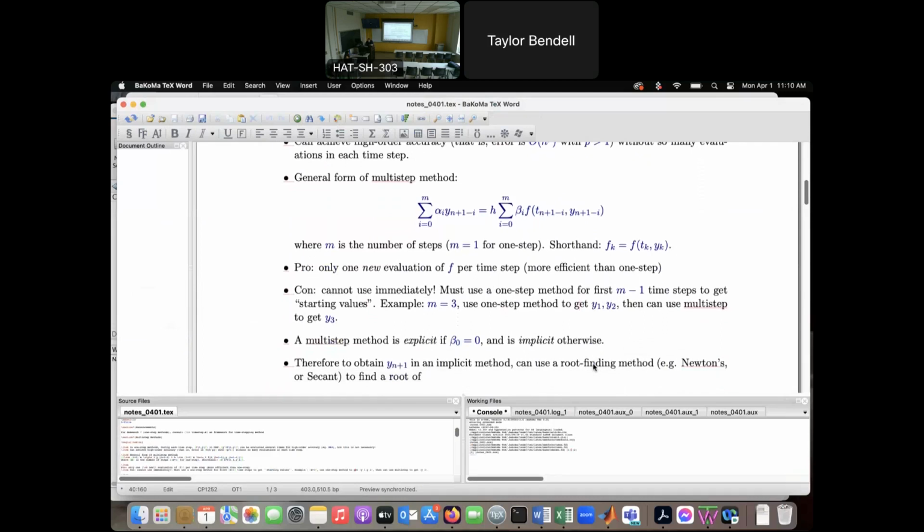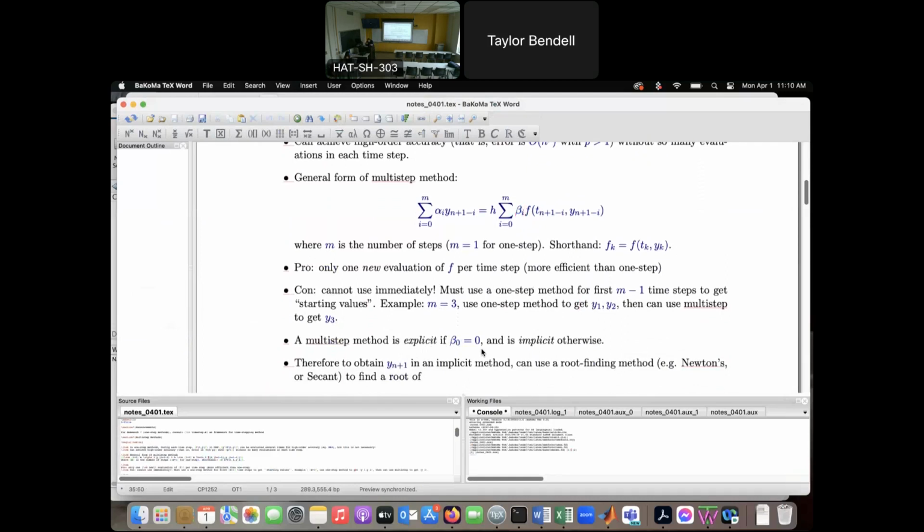Okay. Now, with one-step methods, we saw that we had both implicit and explicit. It's very easy to tell if a multi-step method is implicit or not. If beta naught, the first beta on the right side, is 0, then it's explicit, otherwise it's implicit.